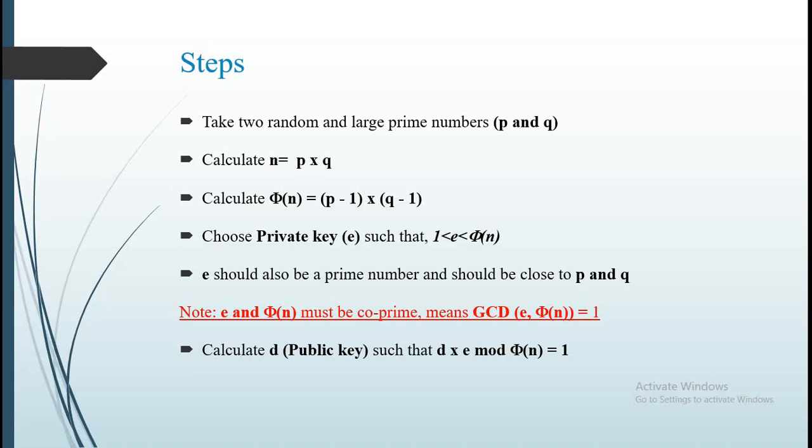We are given the prime numbers and then we need to calculate n, then phi of n, then we can choose the private key of our choice. But from all these values we need to calculate D on our own.